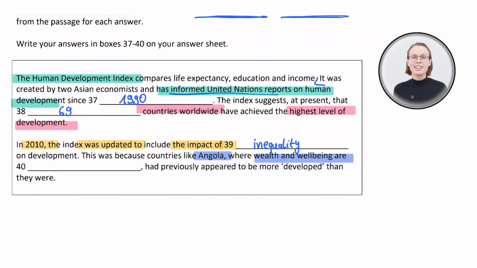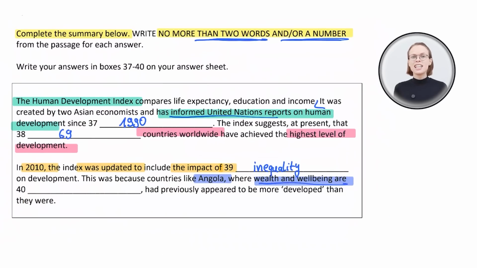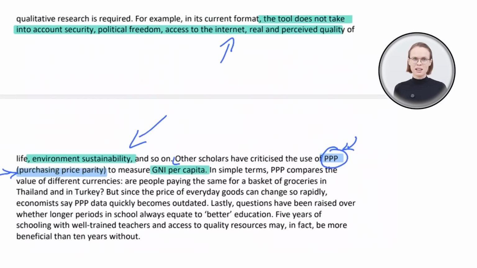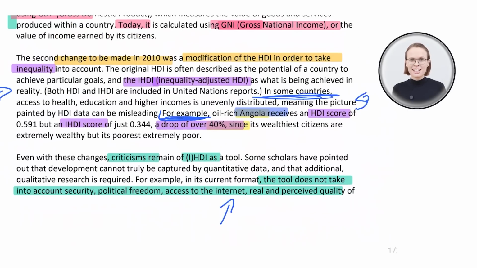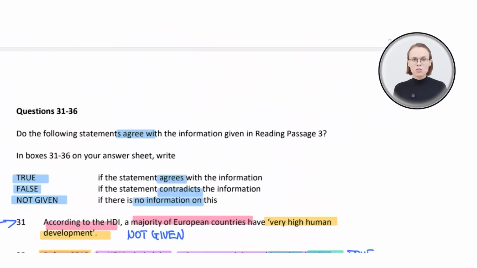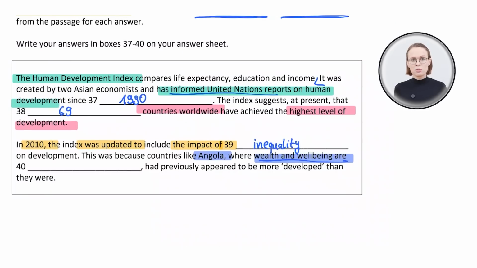And what does it say here? It says wealth and well-being are something. What does the sentence here tell us? The sentence does talk about wealth and well-being. Well-being is health. This is paraphrasing. And wealth means higher incomes. This is paraphrasing too. And it says that they are what? They are unevenly distributed. This is what it says here. So we enter unevenly distributed. This is the correct answer.